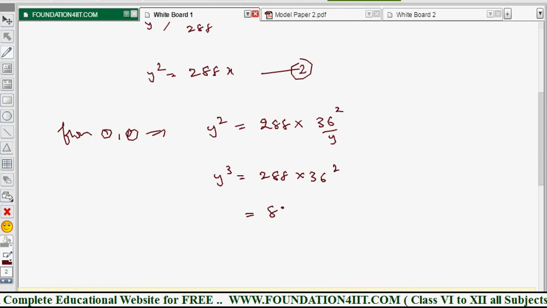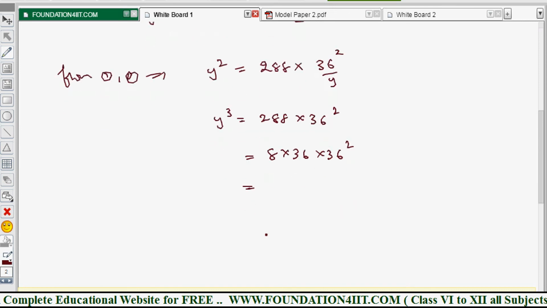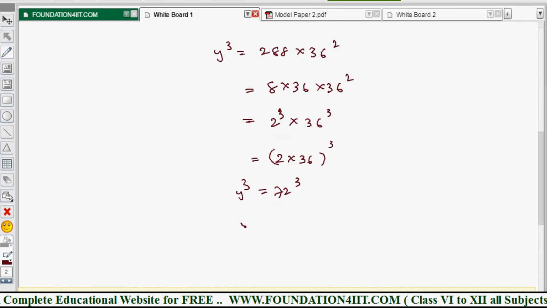So 288 we can write as 8 into 36, and 8 we can write as 2 cube. 36 into 36 square is 36 cube. So 2 into 36 whole cube, that is 72 cube. That is nothing but y cube. So when y cube is 72 cube, then y is equal to 72, right? Okay, so y is 72.